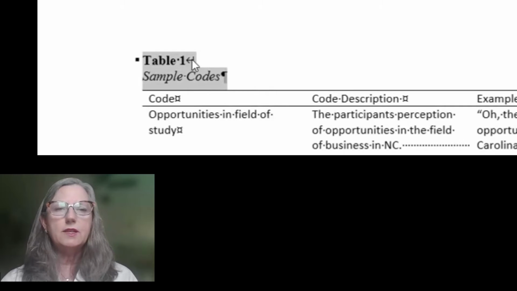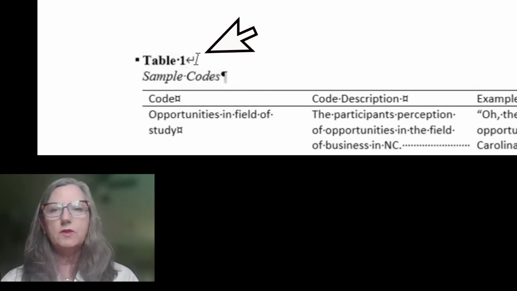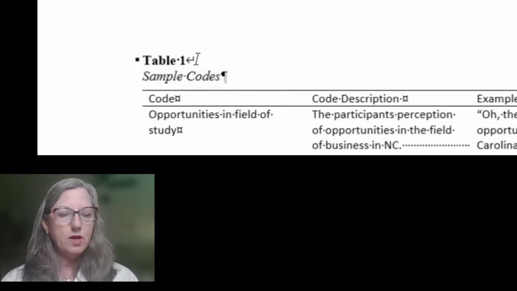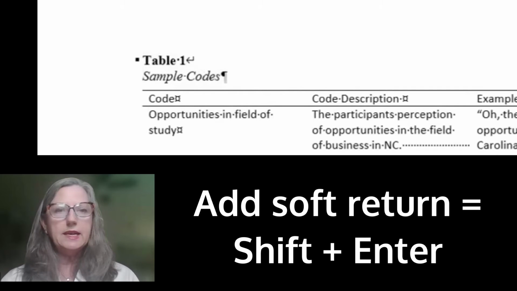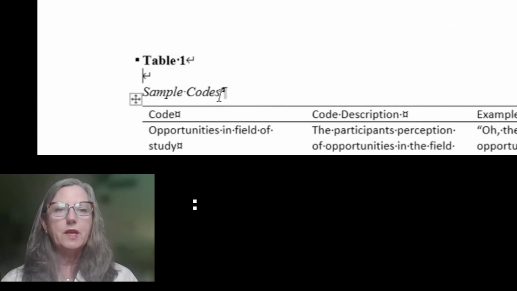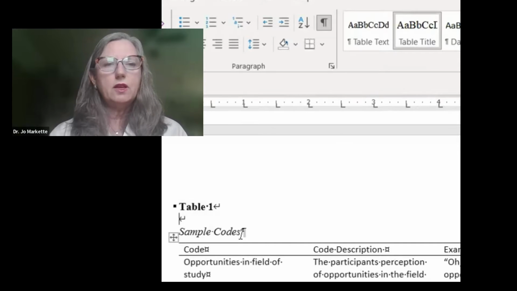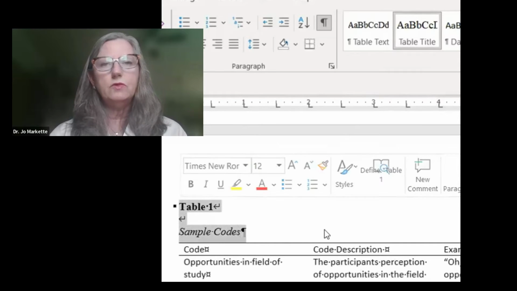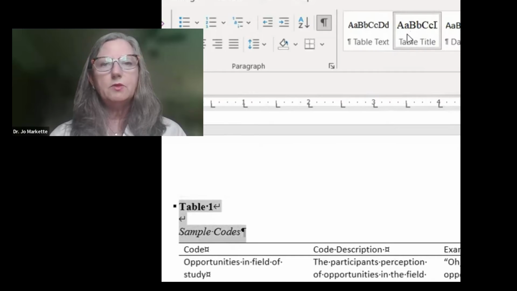So the soft return is this little arrow. We want to put the cursor, it doesn't matter if it's before or after that arrow, press Shift and Enter, and another one will come up. If, for example, you need to fix this and put it in table title.